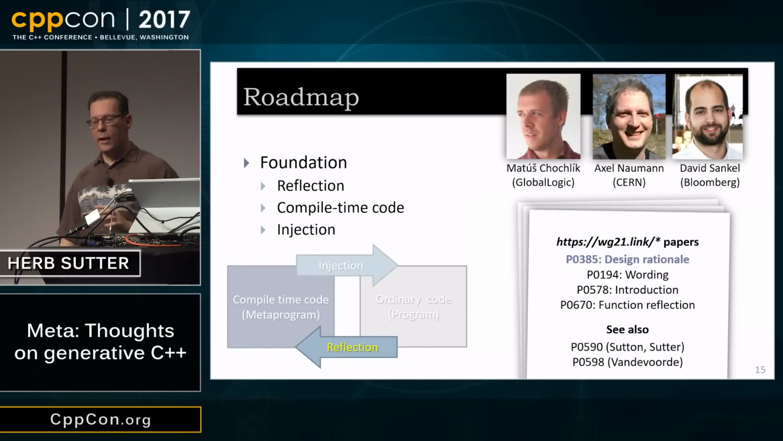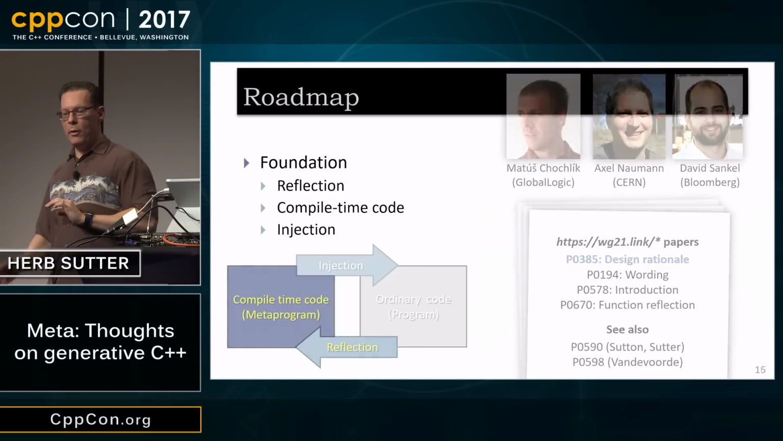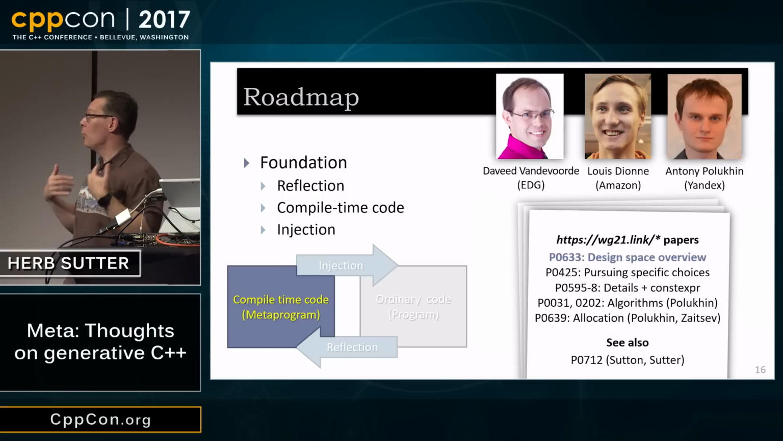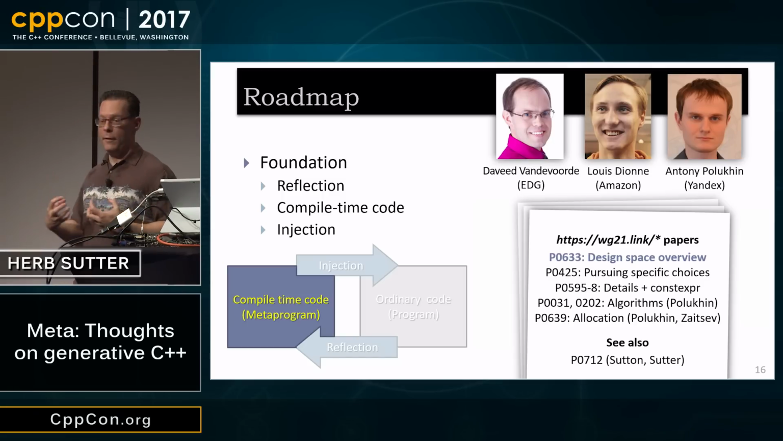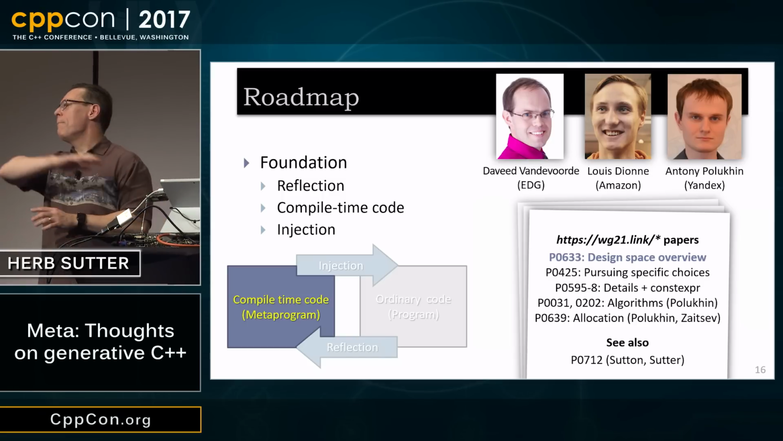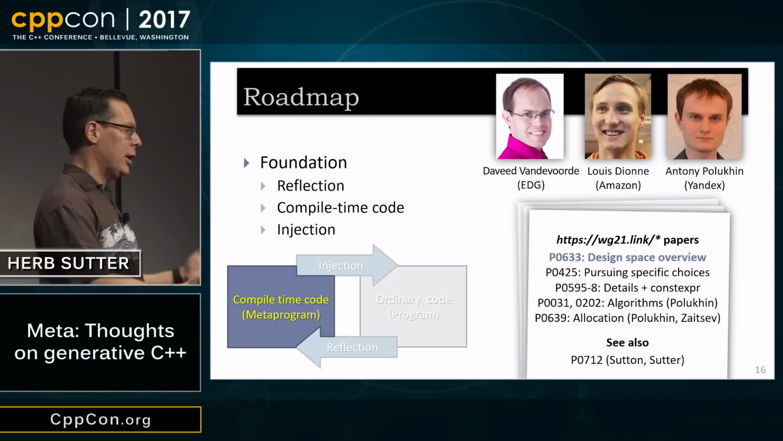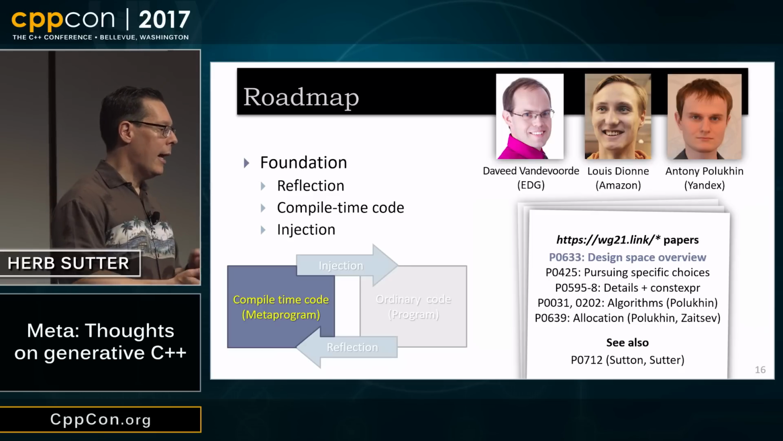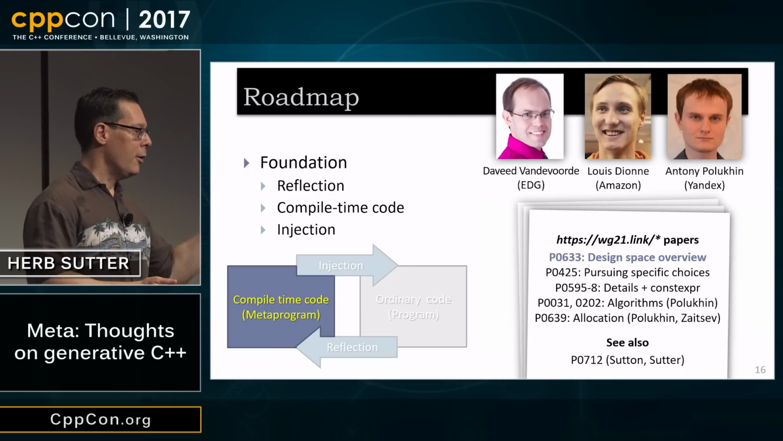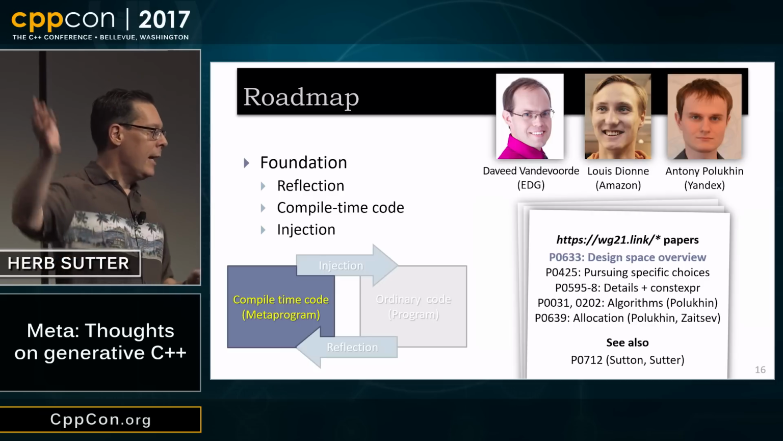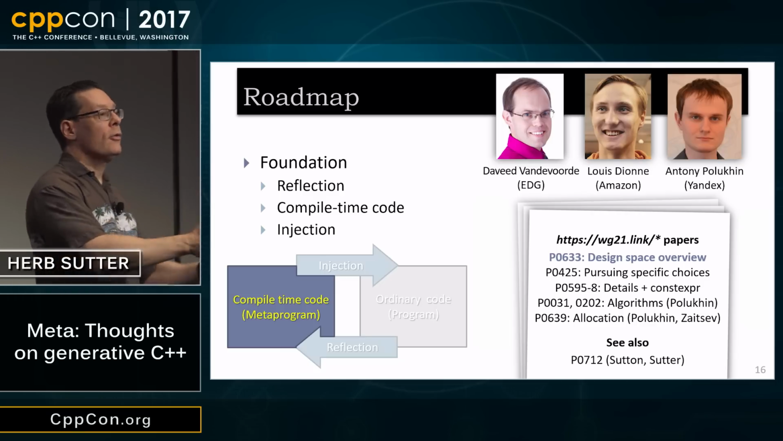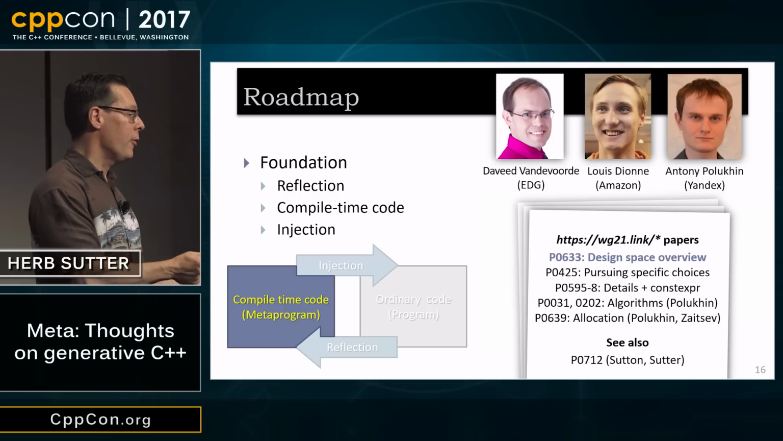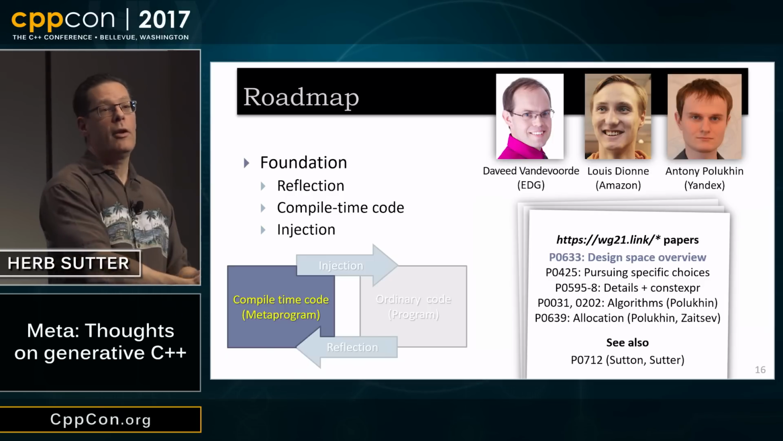So once we've looked at reflection, thanks again to those people, now let's move to compile time code that can use reflection, because that's where you really start to get the benefit of it. And in particular, there are many, many more committee members I could thank, but in particular, David van der Voorde of EDG, Louis Dion at Amazon, Anthony Polukin at Yandex. I know at least Louis is in the room, and many others. Here are some of their papers. Thank you to them and many more for working on this and helping us get what I'm about to show on the next slides. But let's give them a round of applause as well.